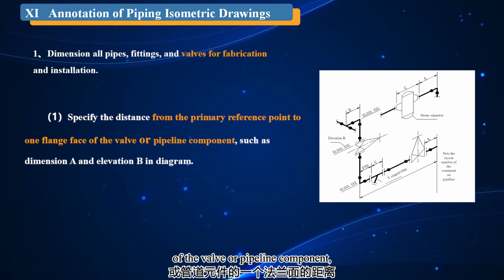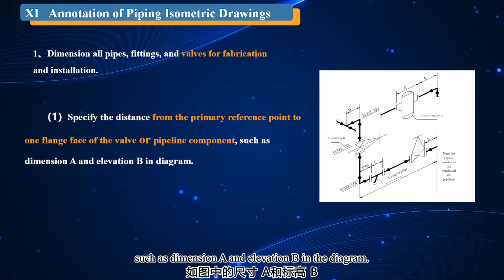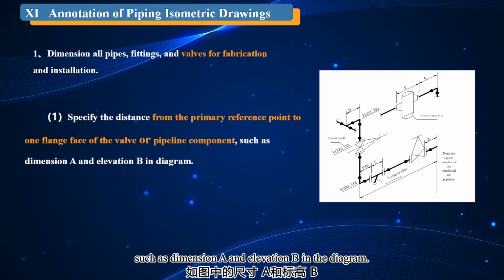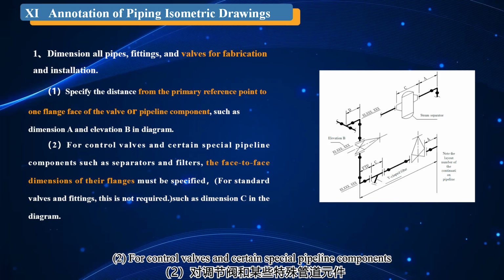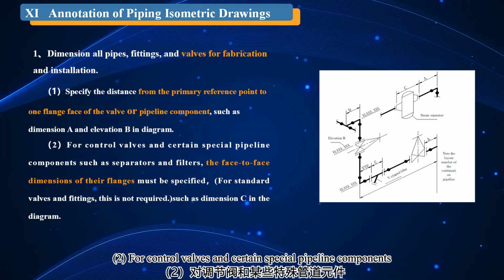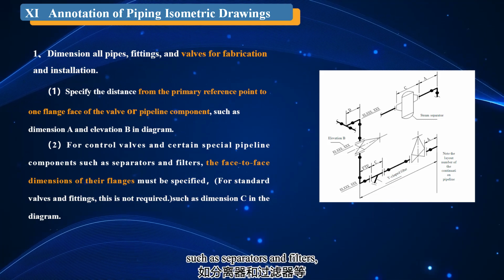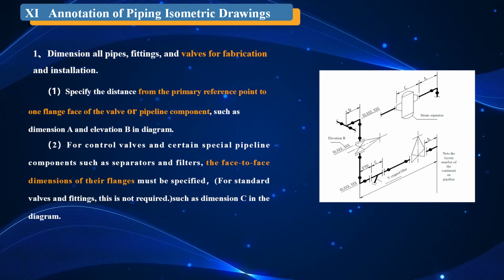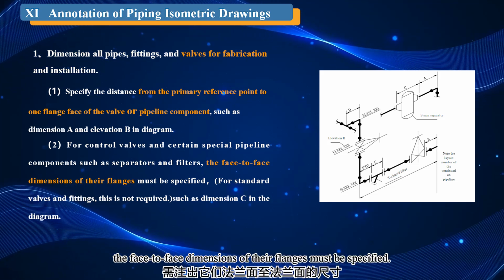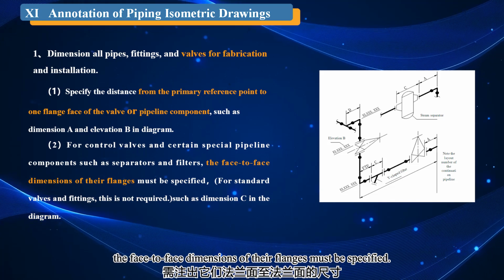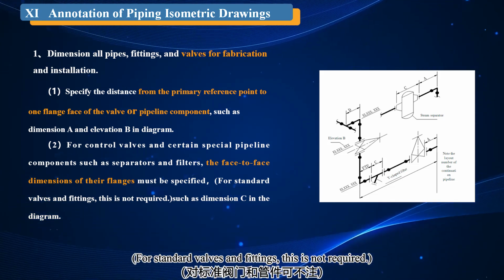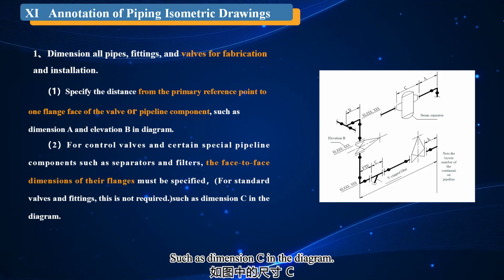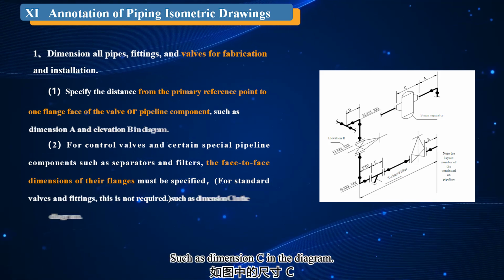or pipeline component, such as dimension A and elevation B in the diagram. Secondly, for control valves and certain special pipeline components, such as separators and filters, the face-to-face dimensions of their flanges must be specified. For standard valves and fittings, this is not required, such as dimension C in the diagram.